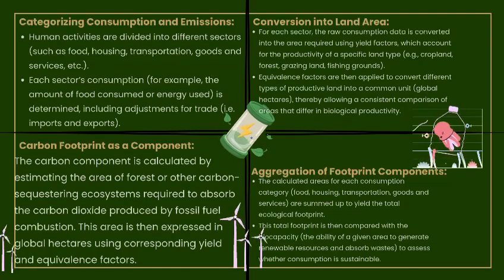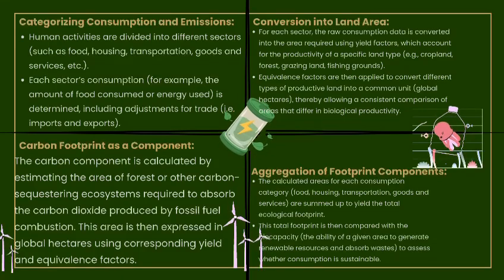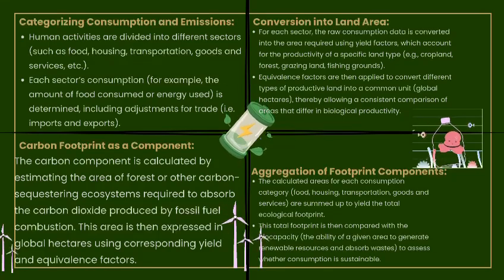Categorizing consumption and emissions. Human activities are grouped into sectors such as food, housing, transportation, and services. Trade adjustments, imports and exports, are also considered to ensure a comprehensive evaluation of each sector's impact.